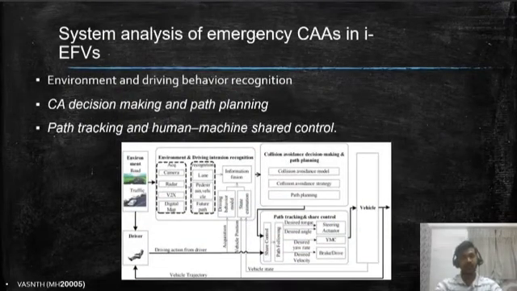This is the system analysis of emergency CAA in IEFV: environment and driving behavior recognition, CA decision making and path planning, path tracking, and human machine shared control. These are the diagrams which explain the flow of the system step by step.